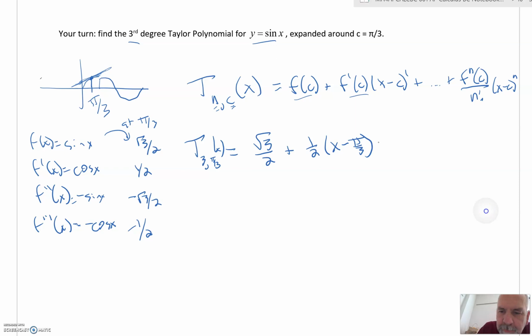next one, plus, so it's negative root 3 over 2, that's plus negative root 3 over 2 over 2 factorial times x minus pi over 3 squared. And then plus, and then the last one, negative 1/2 over 3 factorial times x minus pi over 3 to the third. Okay. That's it, just cranking out the formula.